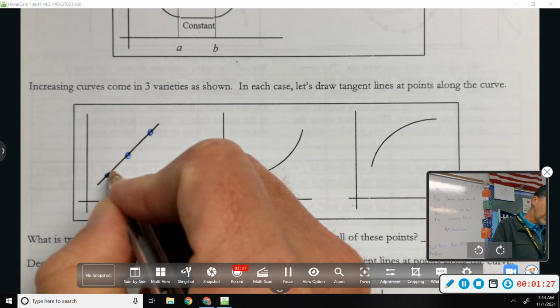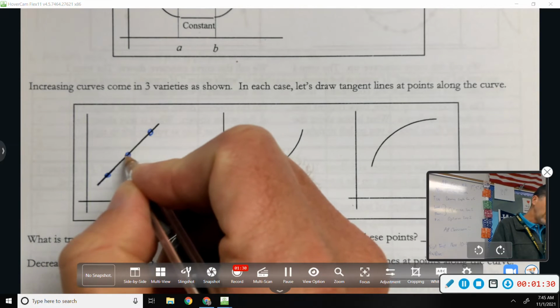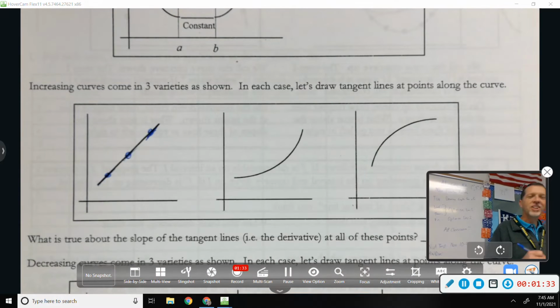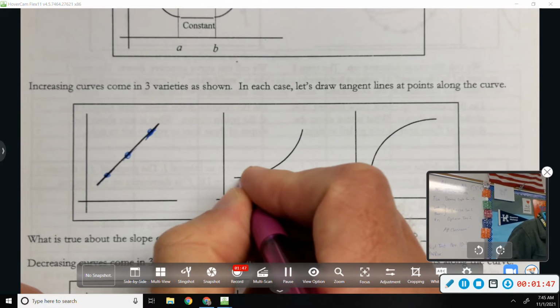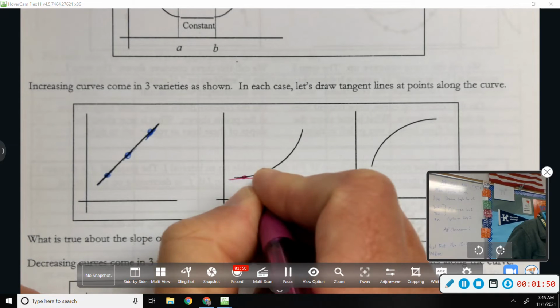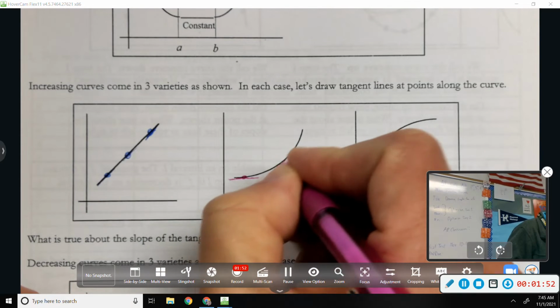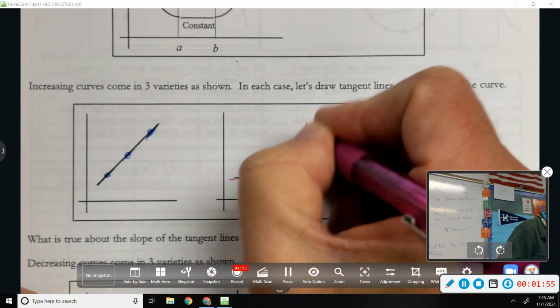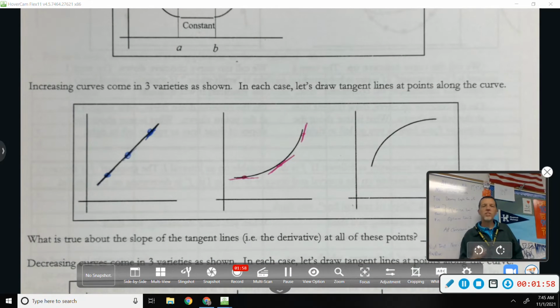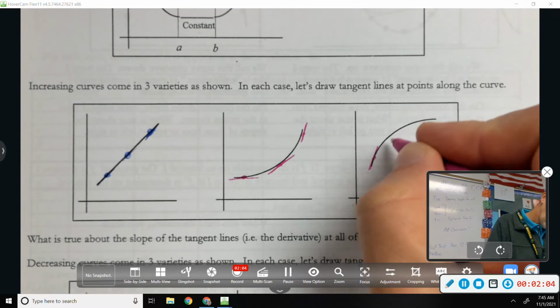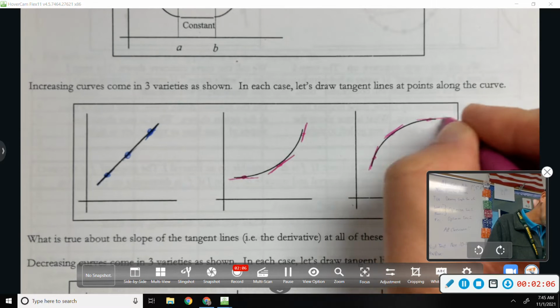If I draw a tangent line, no, they're the same. It's hard to draw a tangent line because the tangent line lies right on top of the curve. So it's the easiest curve, but maybe the weirdest one in terms of tangent lines. Three different tangent lines on that one, and three different tangent lines on this last one.